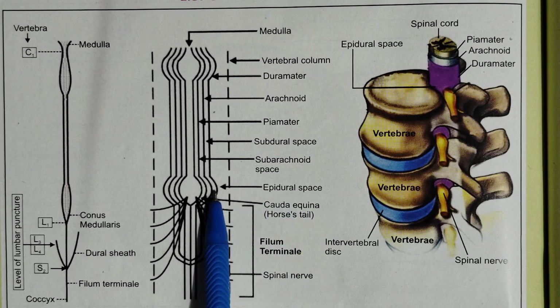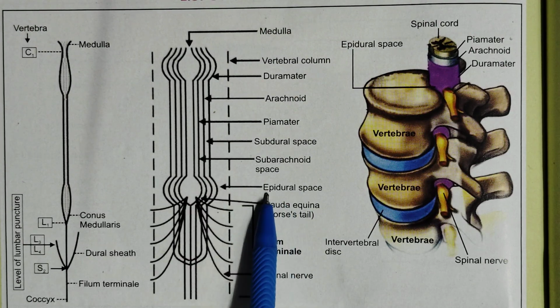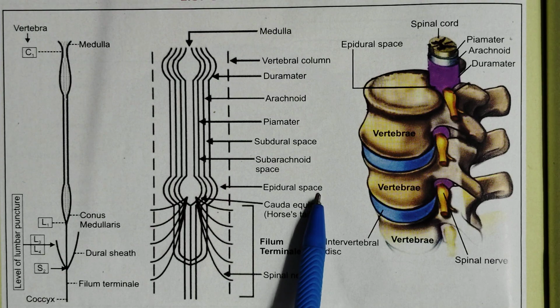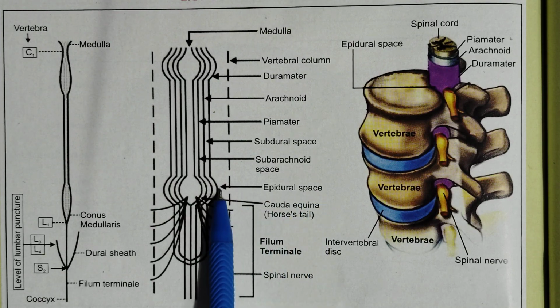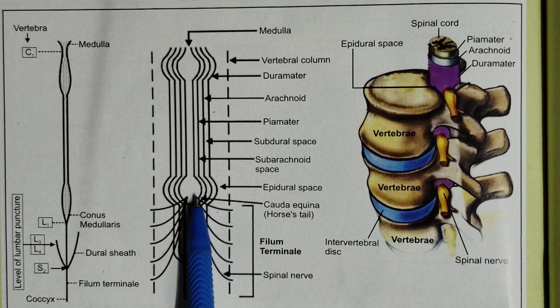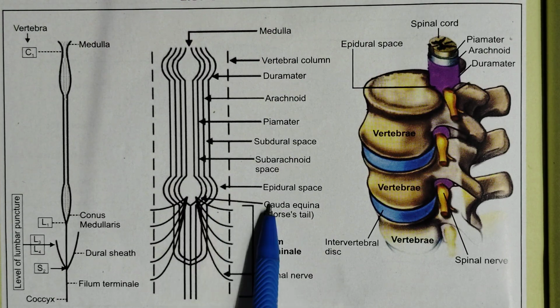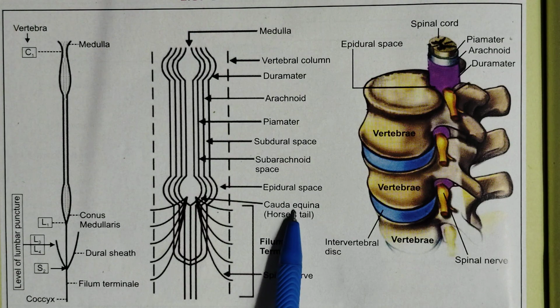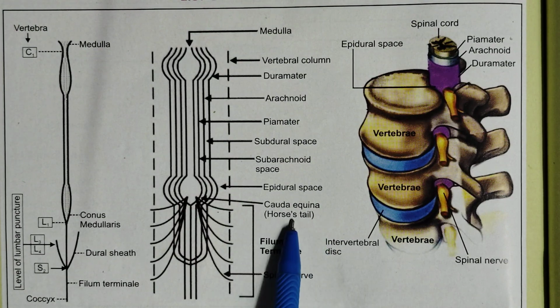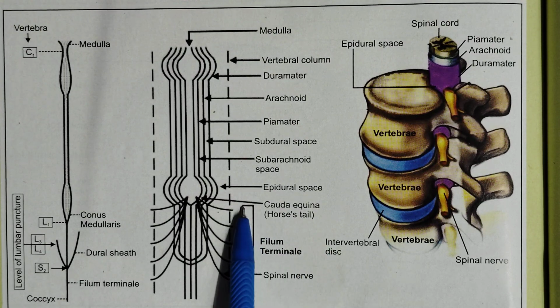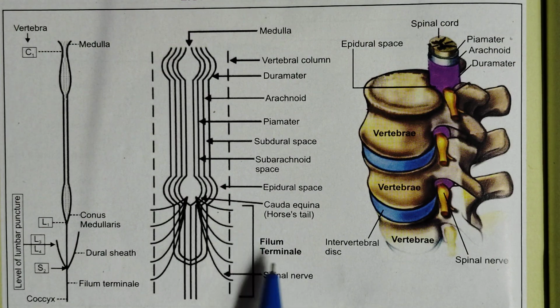Between the skin and the spinal cord, this space is called the epidural space. And below the cord there is a bundle called the cauda equina, or horsetail. This part is called the filum terminale.